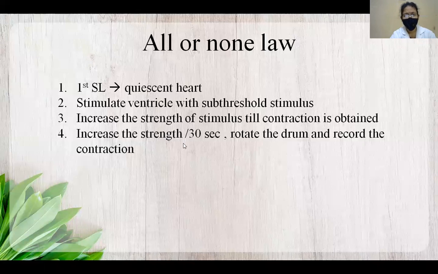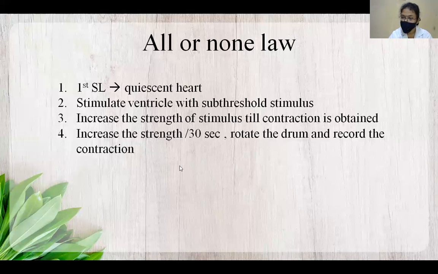And then we start with a subthreshold stimulus, for example, 0.2 volt, no contraction. Then you gradually go on increasing the strength of stimulus till you obtain the first contraction. The strength of stimulus with which we obtain the first contraction is known as threshold stimulus. For example, if it was 1 volt, when you applied a 1 volt stimulus, you obtained the first contraction. Then you wait for 30 seconds, and then you increase the strength up to 2 volts.